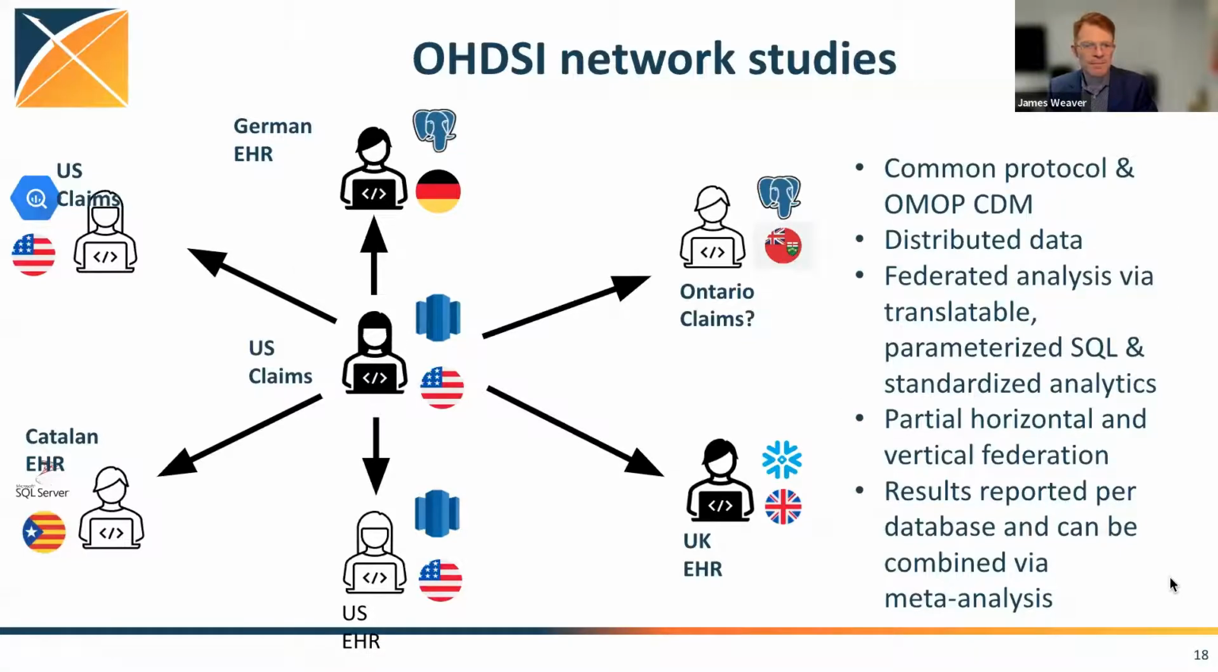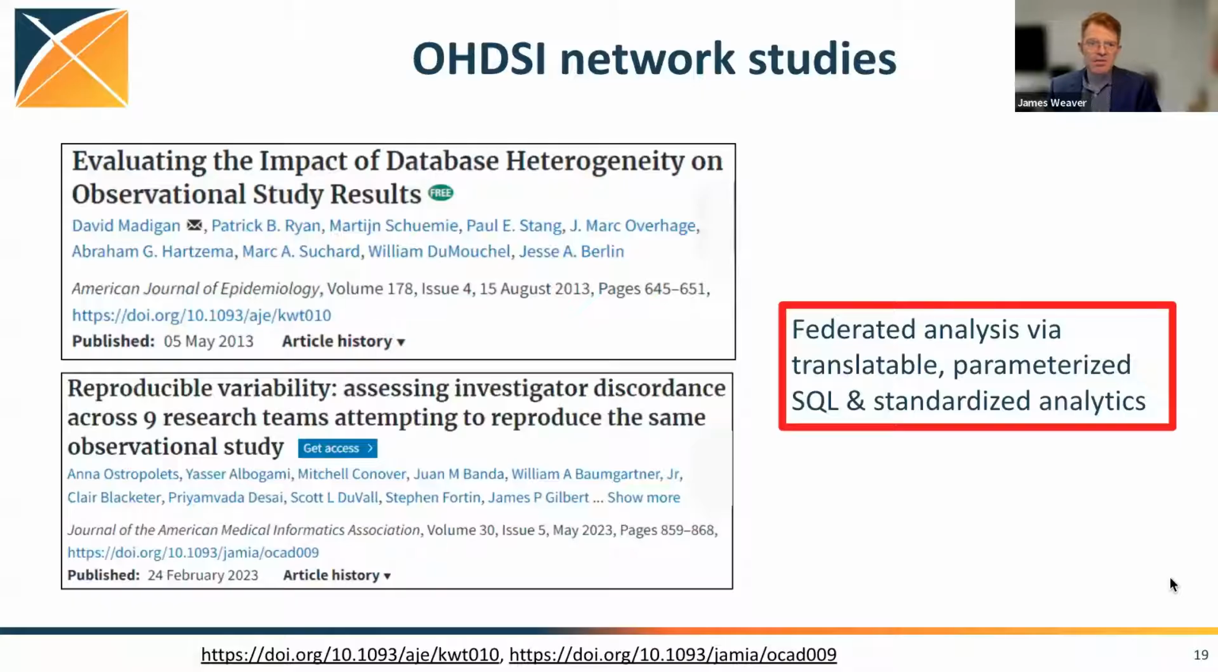So these next papers support the need for 1, federated analysis, and 2, standardized transparent analytics. The first paper supports the need for network studies because if you execute the same study on different databases, you can get answers that can differ by up to an order of magnitude. The takeaway is that results are sensitive to database heterogeneity, so we can really only get closer to the truth by interrogating multiple sources.